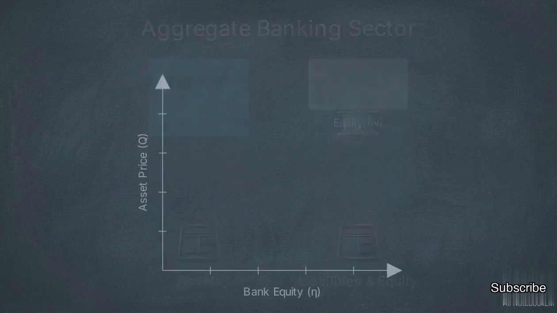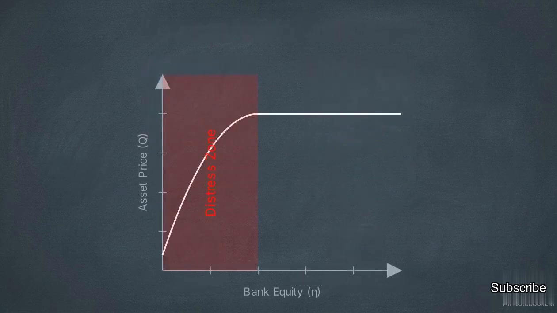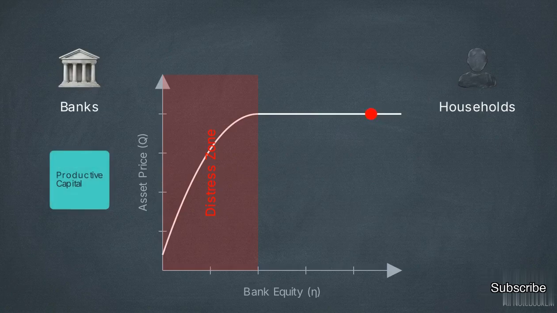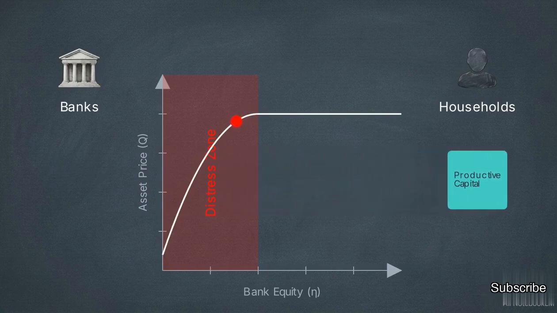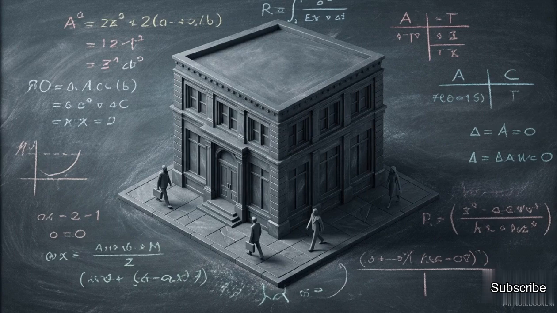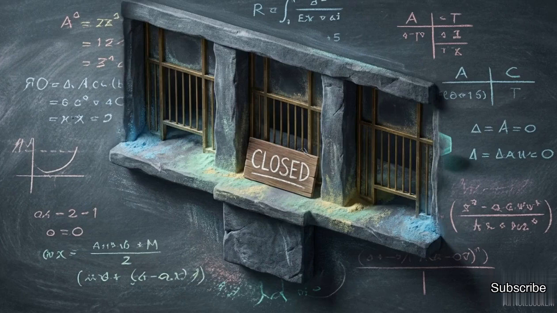This graph plots the asset price against bank equity, visualizing the consequence of that deleveraging. As equity moves left into the distress zone, banks are forced to fire sale their productive capital to households. Because households lack the specialized productivity advantage of banks, this causes severe economic misallocation, and the asset price plummets sharply. The introduction of a digital currency doesn't trigger a sudden, chaotic run on the bank. Instead, it causes a slow, fatal starvation of the bank's equity rebuilding engine.